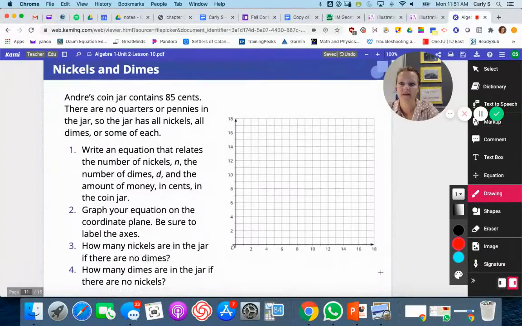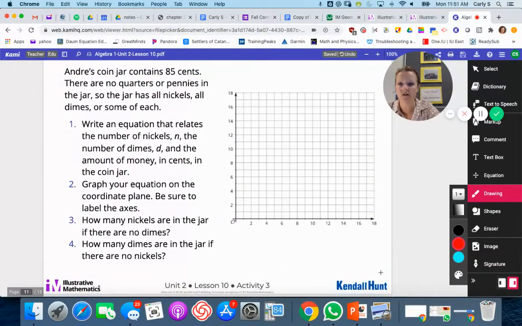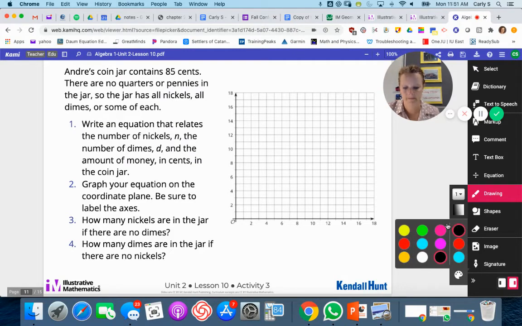Let's try another one. Andre's jar contains 85 cents. There are no quarters or pennies in the jar. So the jar has all nickels, all dimes, or some of each. All nickels, all dimes, or a mixture of each. Write an equation that relates the number of nickels, N, and the number of dimes, D, and the amount of money, in cents, in the coin jar. I'm going to say this is nickels, this is dimes.